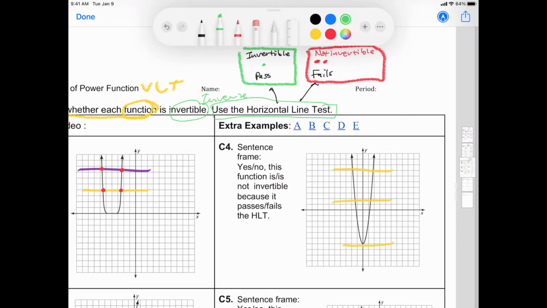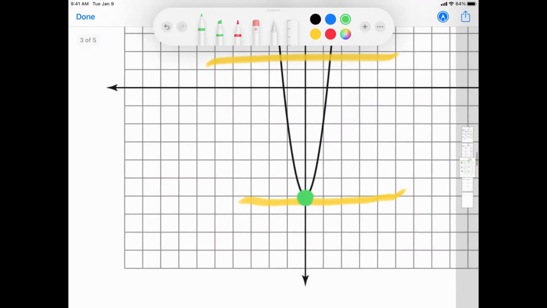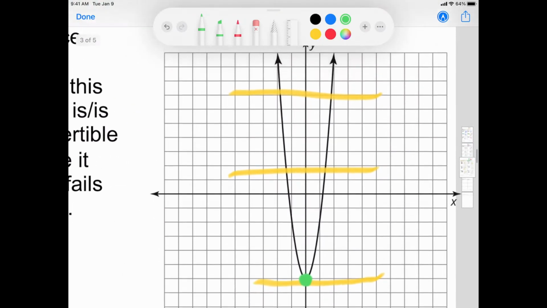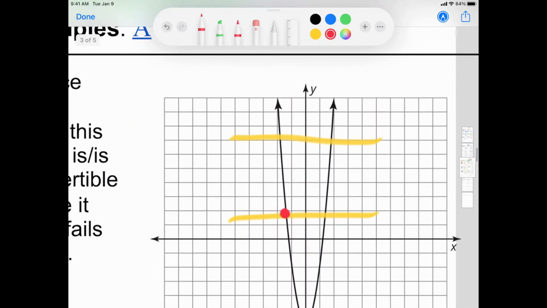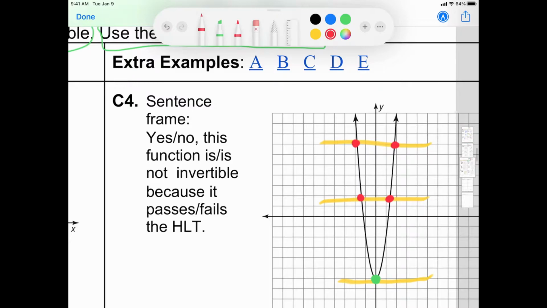Okay, down here, this one passes because it's only going through 1 point. That's actually the vertex. But at these other locations, they fail. So, no, this is not invertible because it fails the horizontal line test.